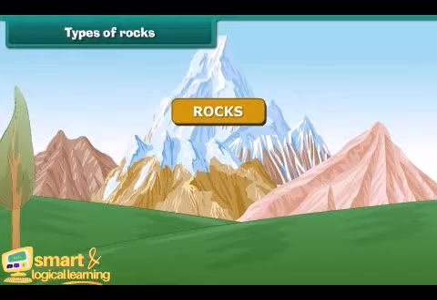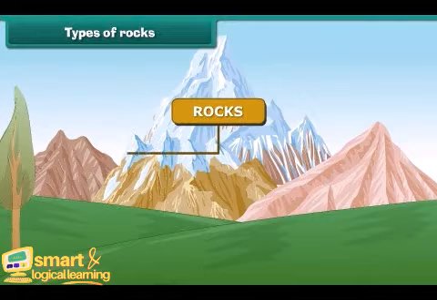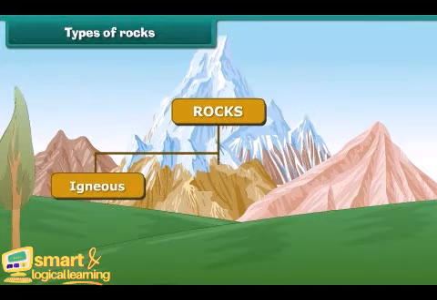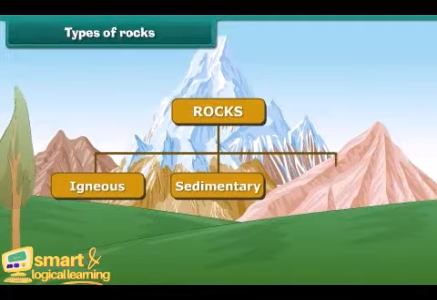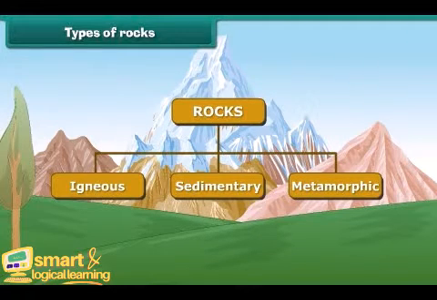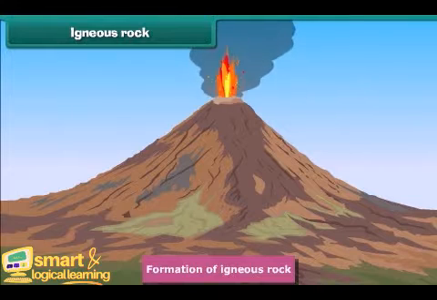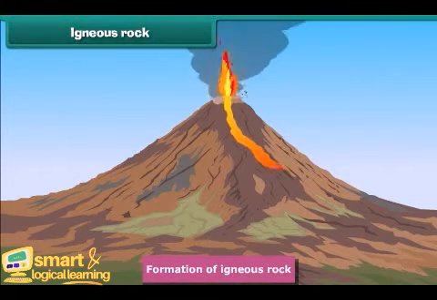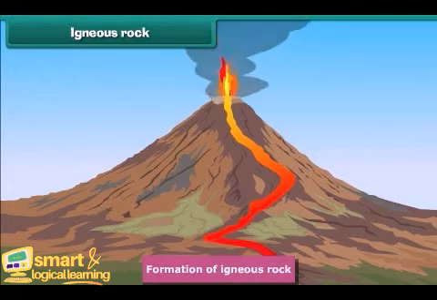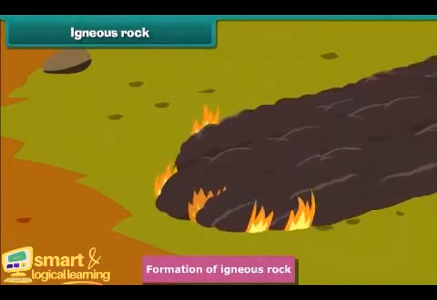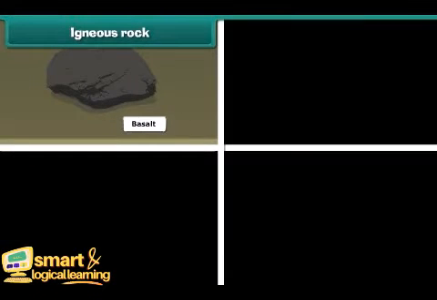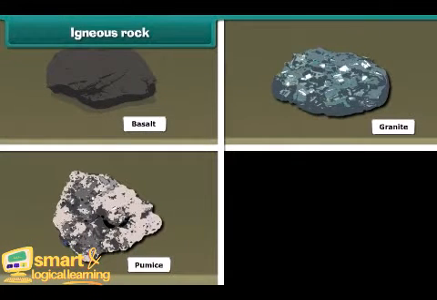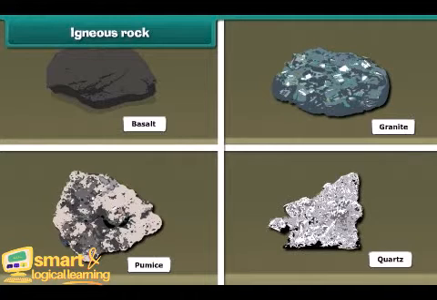Dear friends, there are three main types of rocks depending on how they are formed. These are igneous rocks, sedimentary rocks, and metamorphic rocks. Let's discuss them in detail. Igneous rock is formed when molten rocks like lava in volcanoes cool, get hardened and solidified. It is often shiny and glossy. Basalt, granite, pumice, and quartz are examples of this kind of rock.